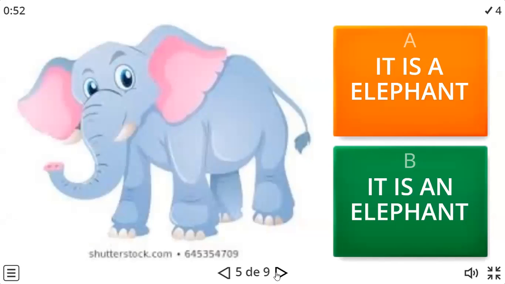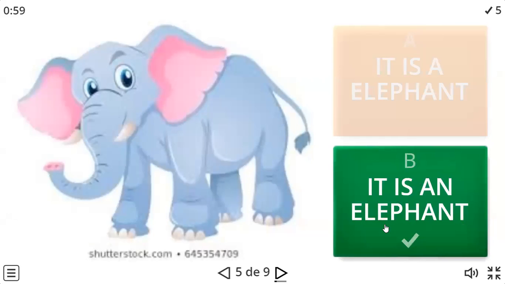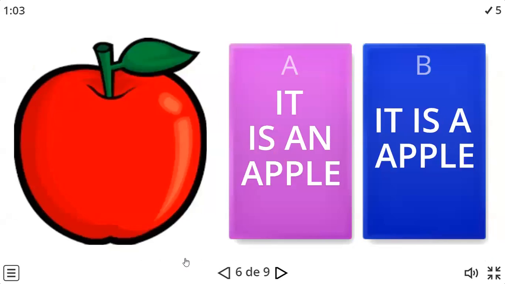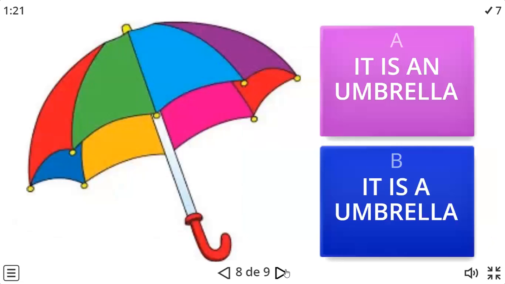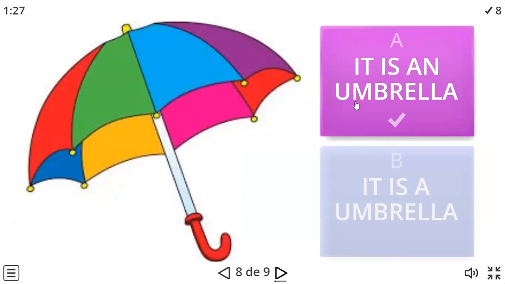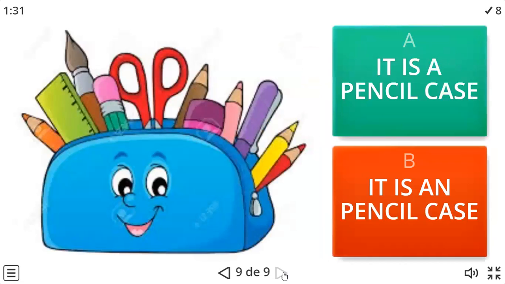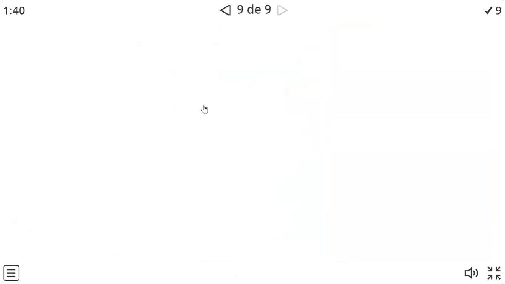A or B? B. Perfect, letter B. Elephant. Now this one? It is an apple. A, perfect. Okay, A or B? It is a pen. Letter B. Okay, very cool. Now this one, A or B? A. Umbrella. Okay, A or B, guys? A. Perfect. Okay, very nice. We got it.